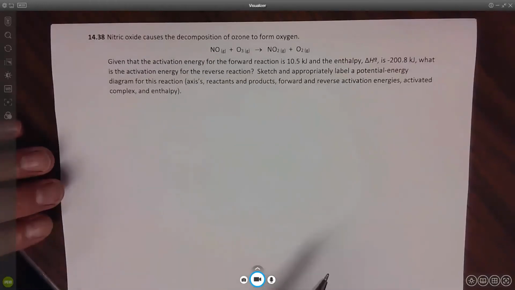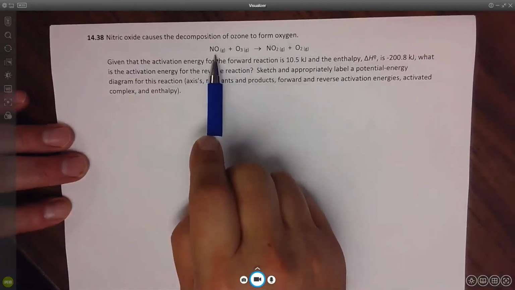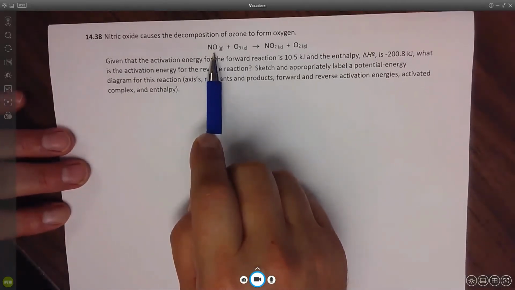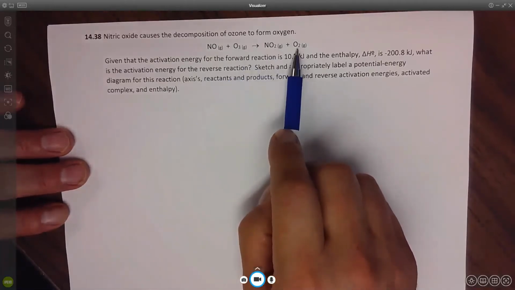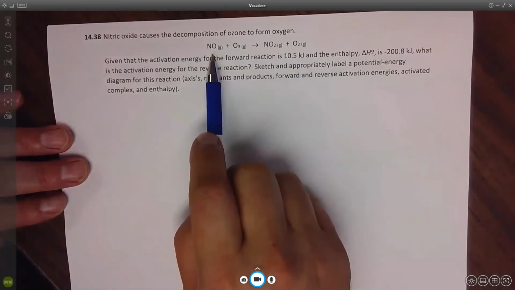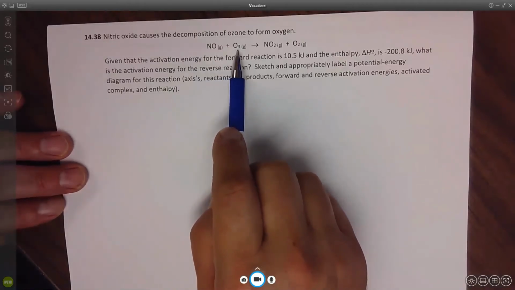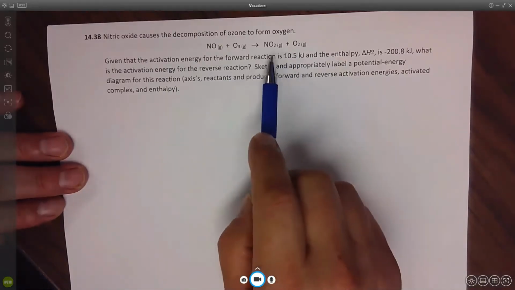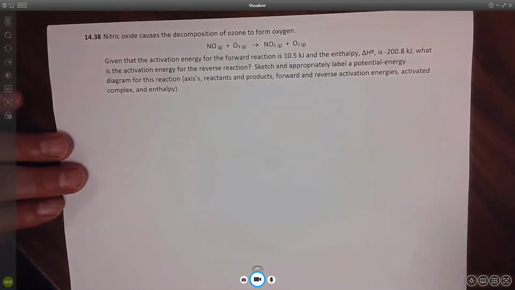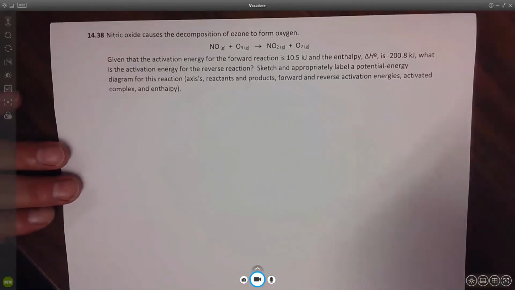So this is number 38. It says nitric oxide causes the decomposition of ozone to form nitrogen dioxide and molecular oxygen. So this is bad. NO, which is produced in exhaust of cars that don't have their catalytic converter, migrates to the upper atmosphere and converts the ozone back to regular oxygen. And then all of a sudden, more and more UV light is allowed to penetrate down to Earth, which is bad for us, bad for animals, bad for everything else, but who cares?